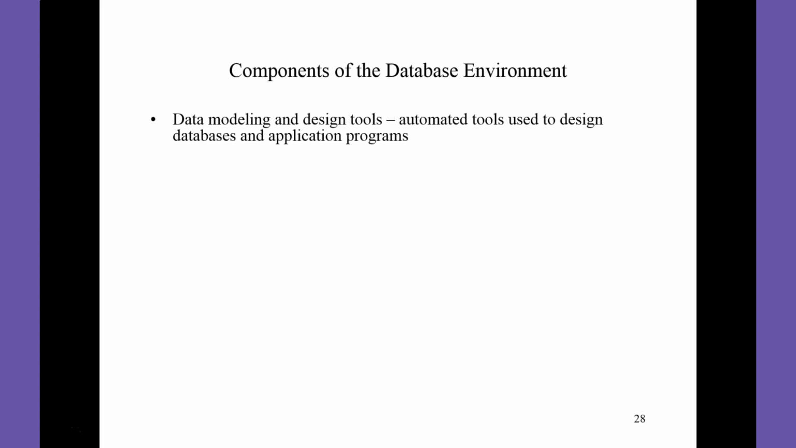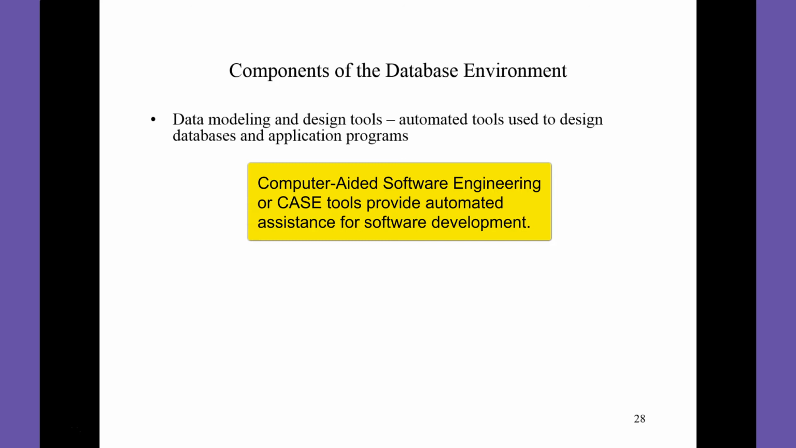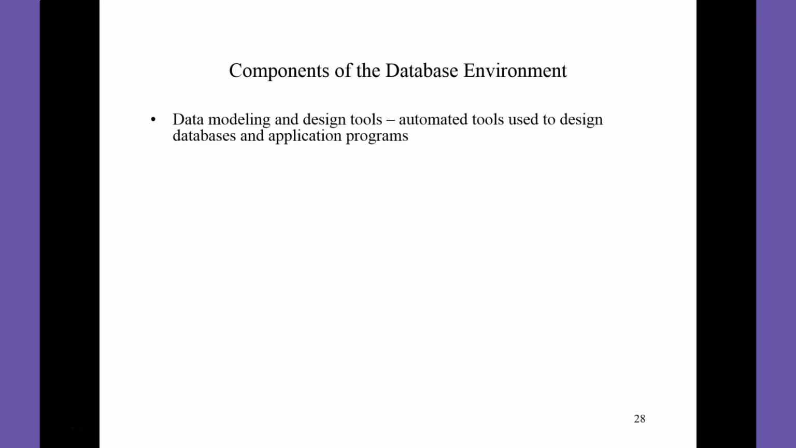Data modeling and design tools would be one of the key pieces of software. There are automated tools used to design databases and application programs. These are referred to as CASE tools. These tools help to reduce the time and cost of software development, and their use tends to improve the quality of the systems developed. These tools are very useful in designing a database, that is, in developing an entity relationship model. They are also useful in recording some of the semantics that we talked about earlier.